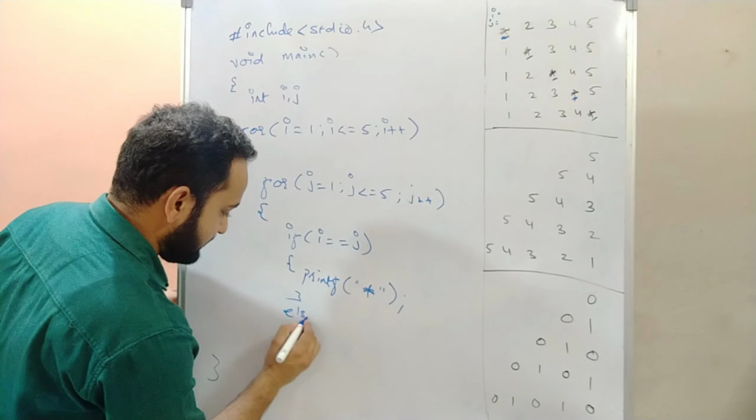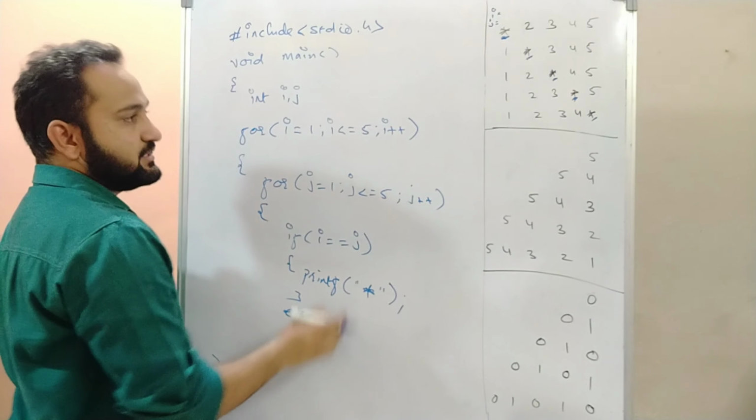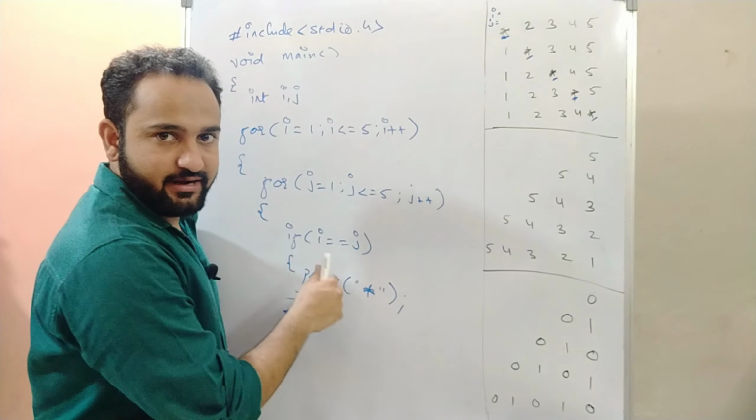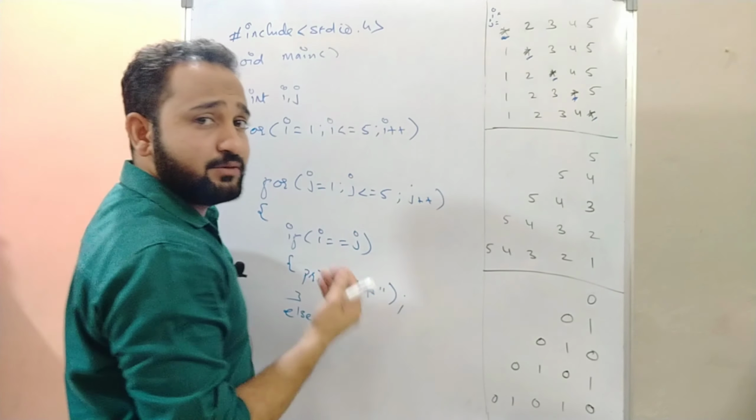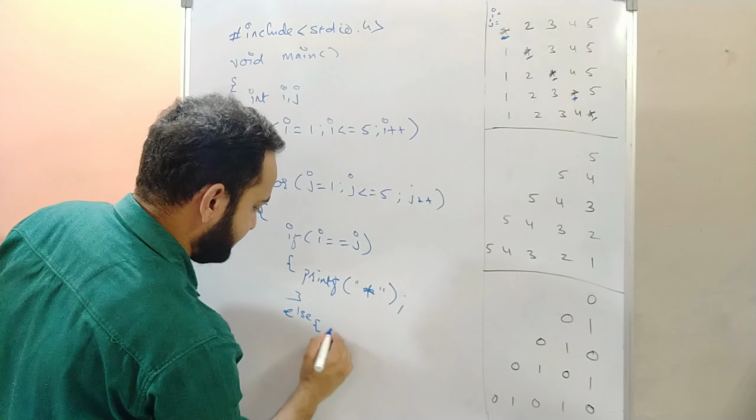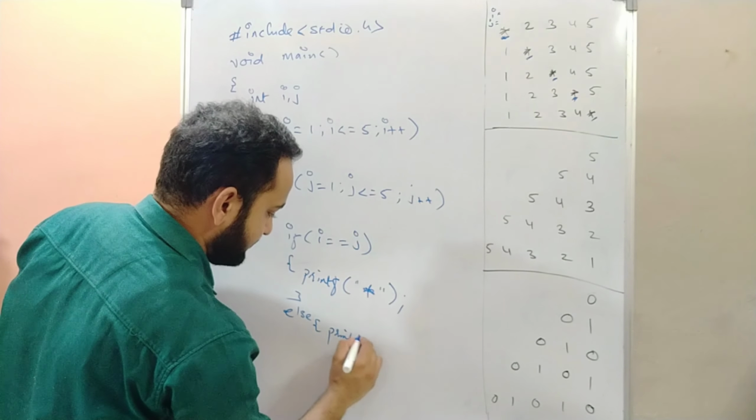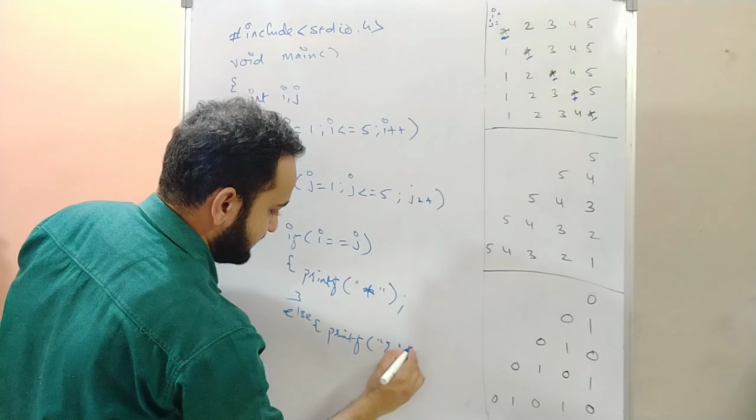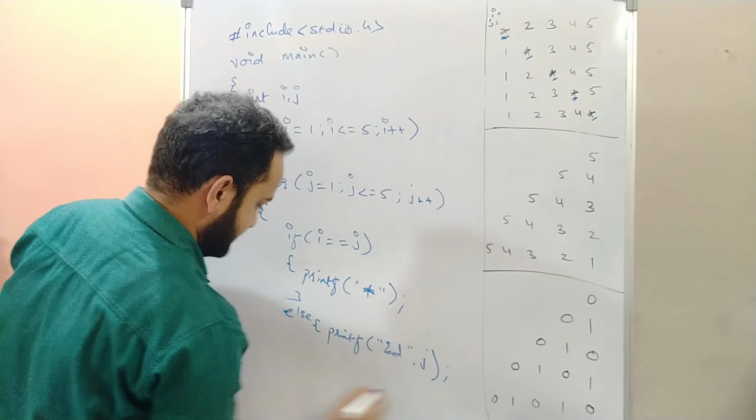Else, for all other cases where the values of i and j are not equal, what do you have to print? Simply you have to print the value of j. So here it will be printf %d, print the value of j.